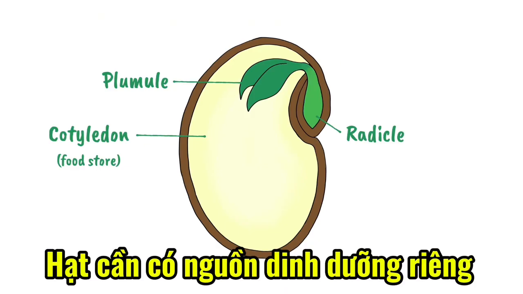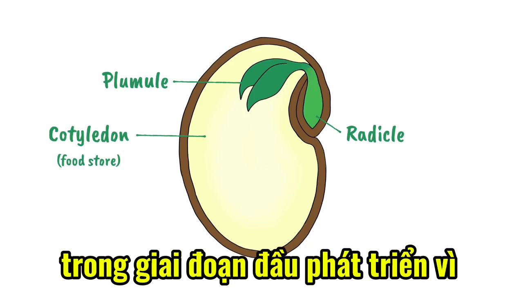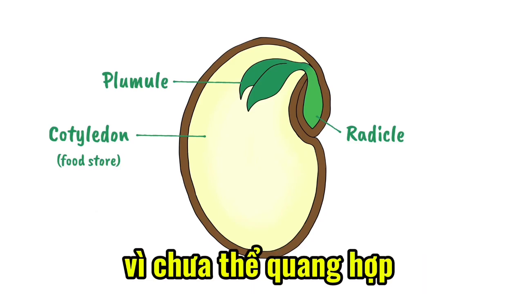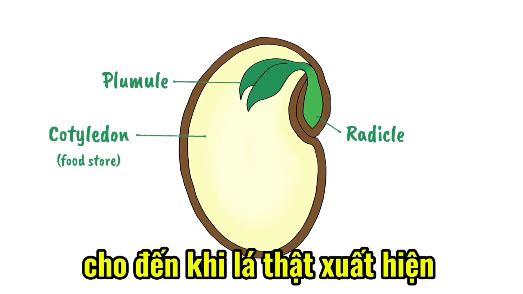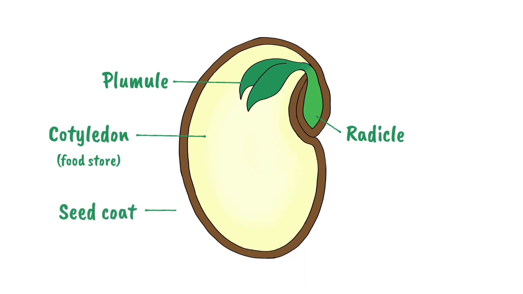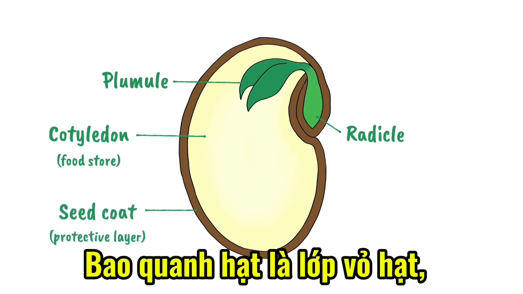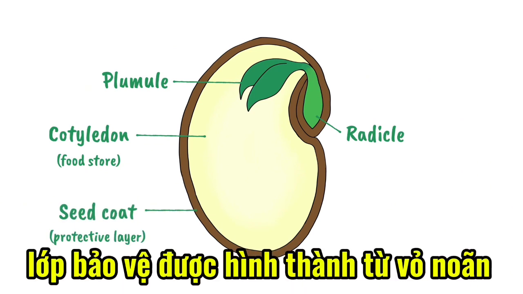Seeds need their own food store for the earliest stage of growth because no food is produced by photosynthesis until leaves develop. Surrounding the seed is a seed coat, a protective layer which forms from the ovary wall.